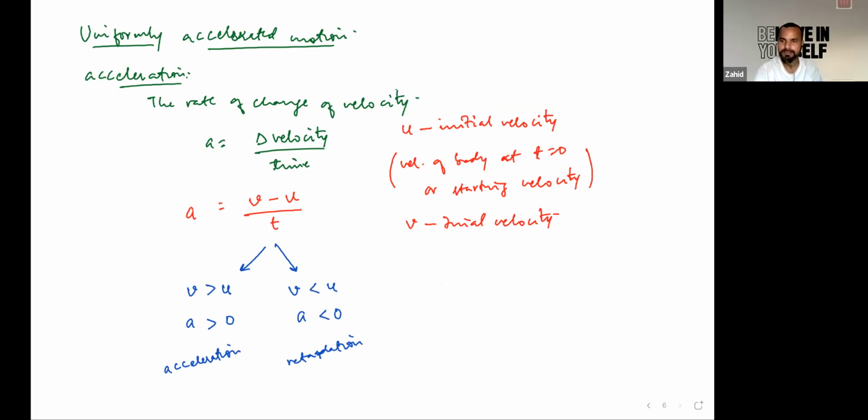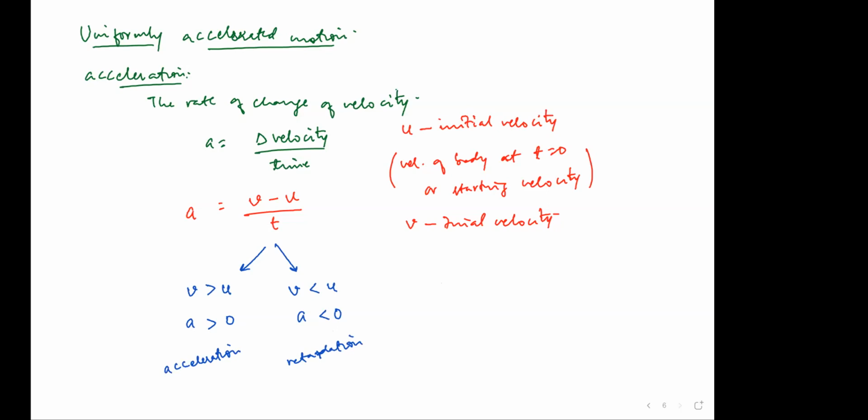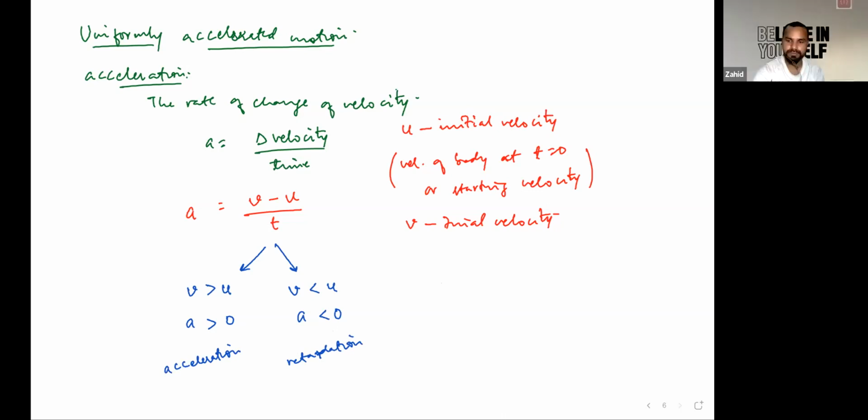Now, if you further simplify it, you will get equations of motion to solve this. Is it clear till this part? Yes, sir. Just write it down. I'm defining the equation of motion and how to approach any problem.